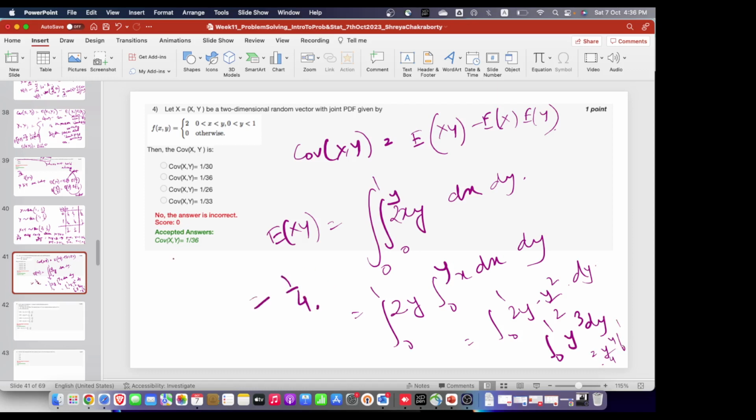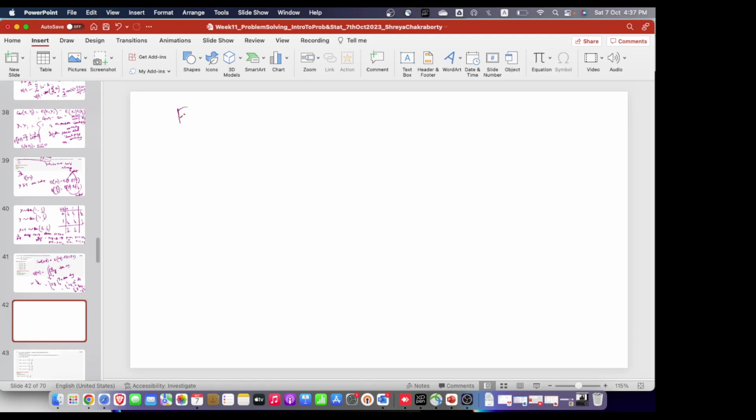And expectation of x is how much? It is x into 2xy dy from 0 to x. Sorry, we have to find the expectation of x into expectation of y. So first we have to find the expectation of x, so let us find the PDF of x first.